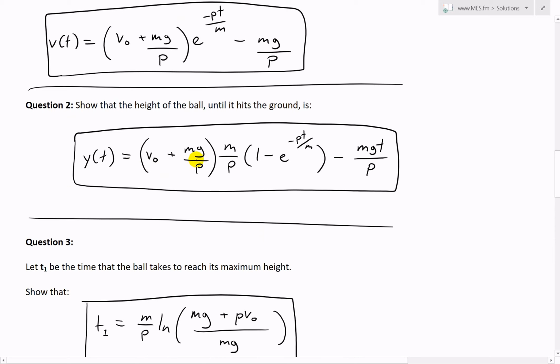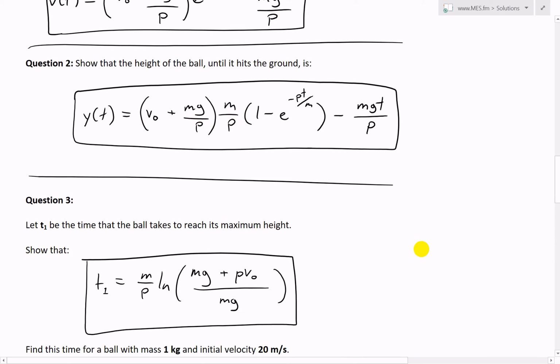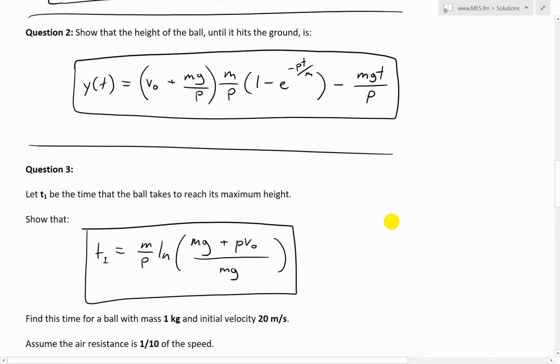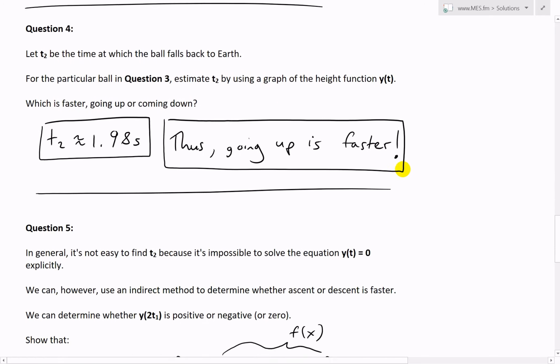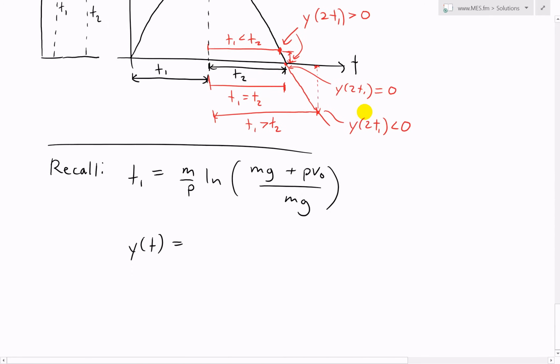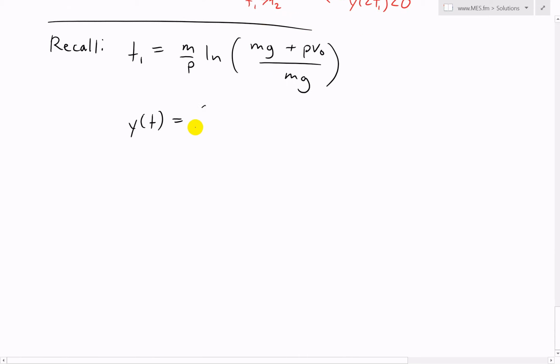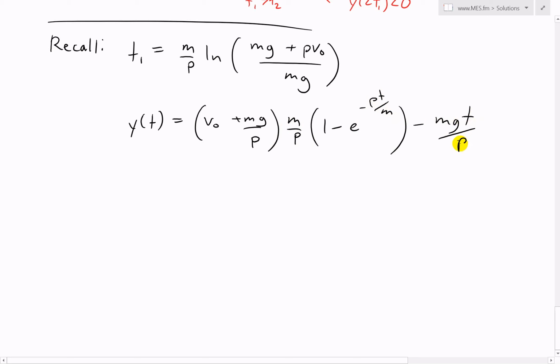So v0 plus mg over p, m over p, 1 minus e to the negative pt over m, minus mgt over p. Let's see if I can remember all that. Yeah, so that was, I think, v0 plus mg over p, m over p, and then 1 minus e to the negative pt over m, and then minus mgt over p.